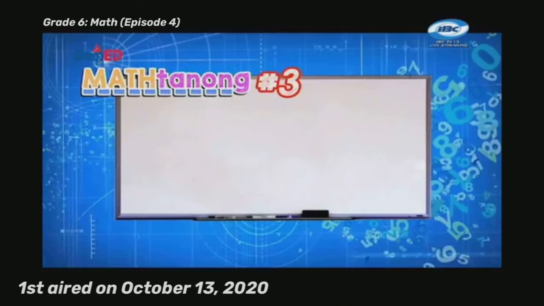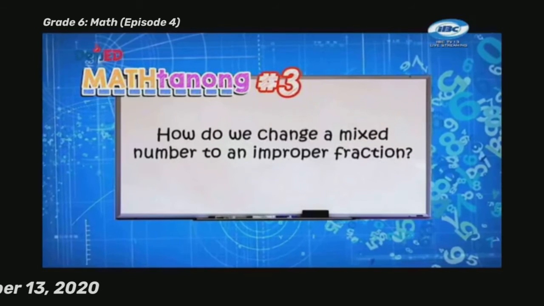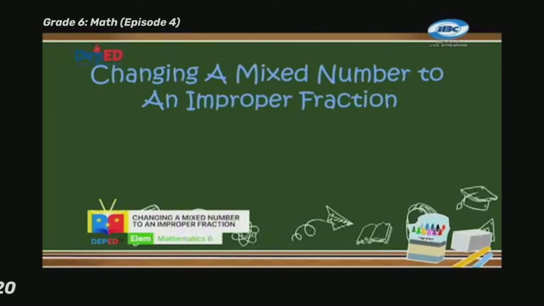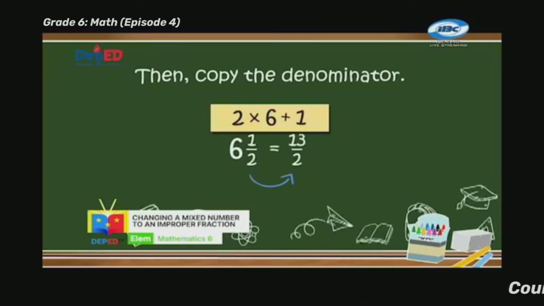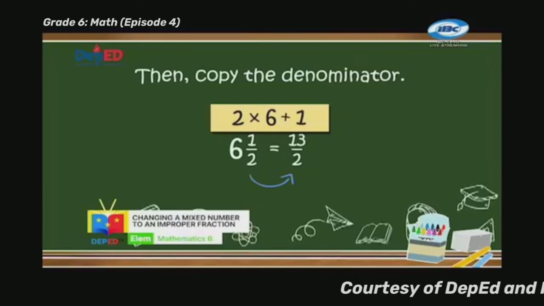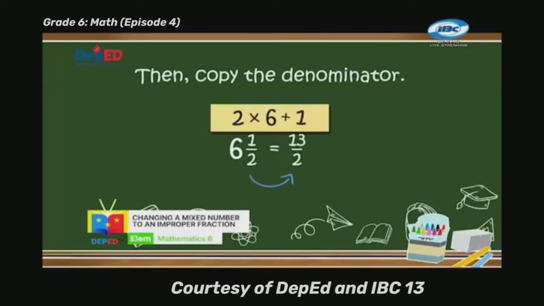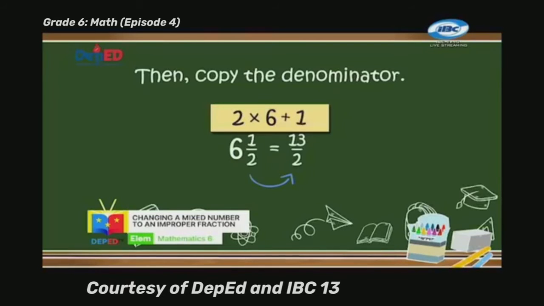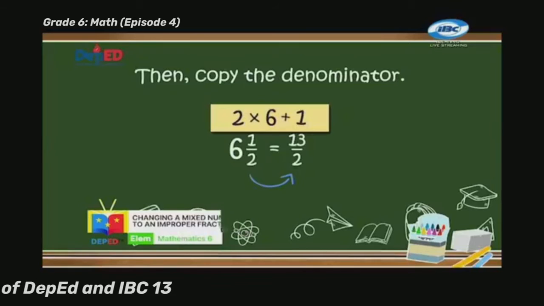Matanong number 3. How do we change a mixed number to an improper fraction? In changing a mixed number to an improper fraction, we multiply the denominator by the whole number and add to the numerator. Then copy the denominator. For example, 6 and 1 half. 2 times 6 plus 1 equals 13. Copy the denominator too. Therefore, 6 and 1 half is equal to 13 halves.